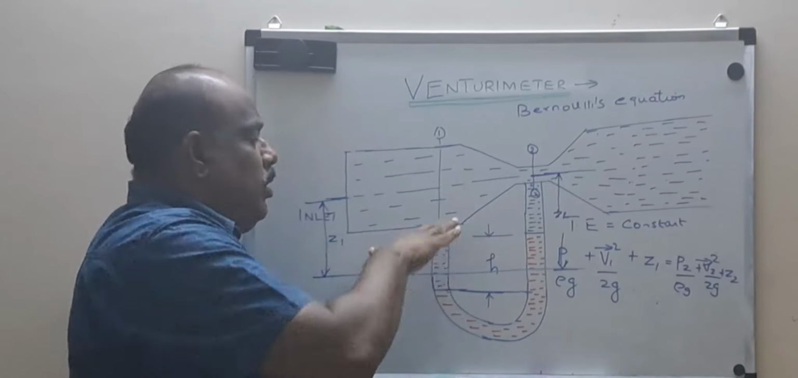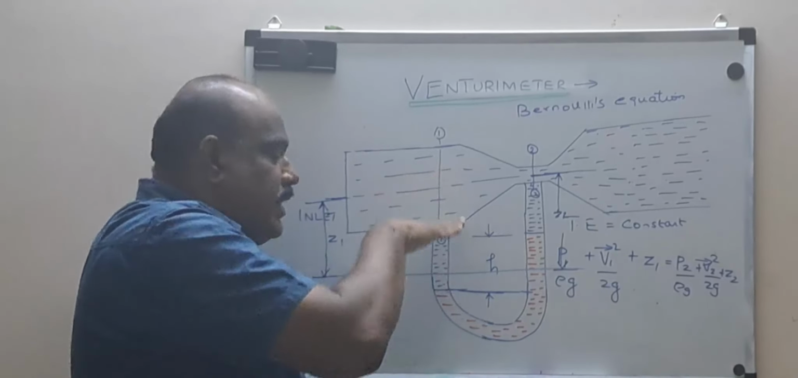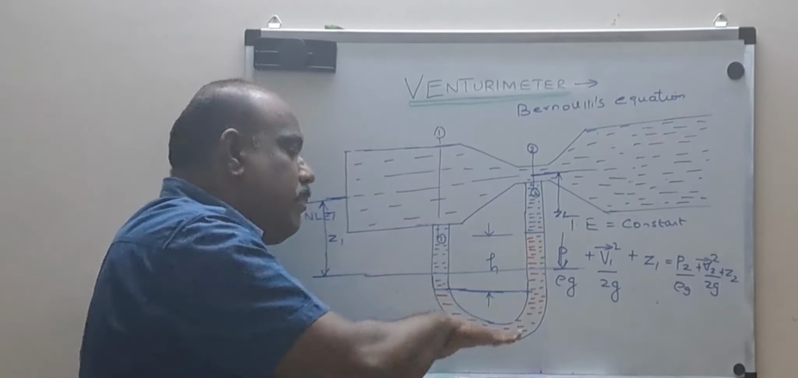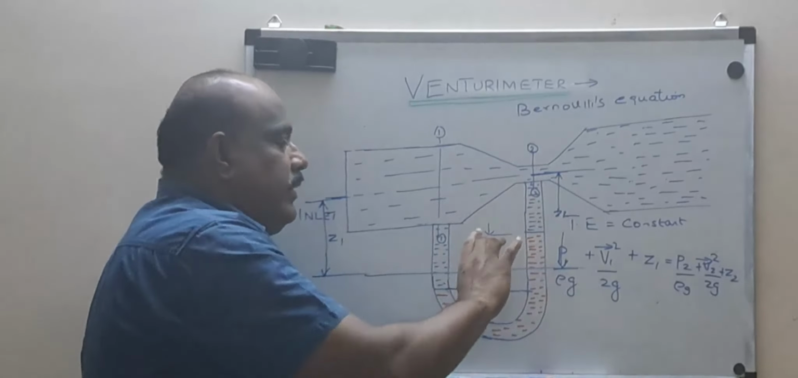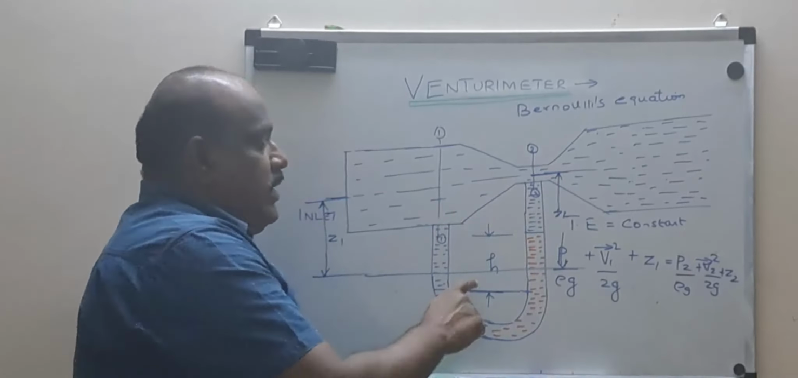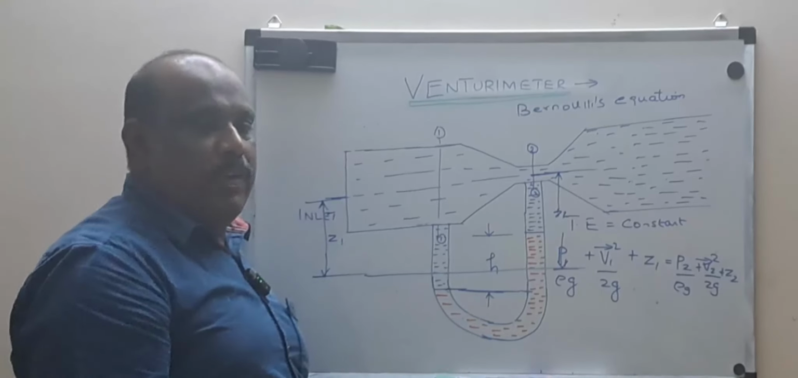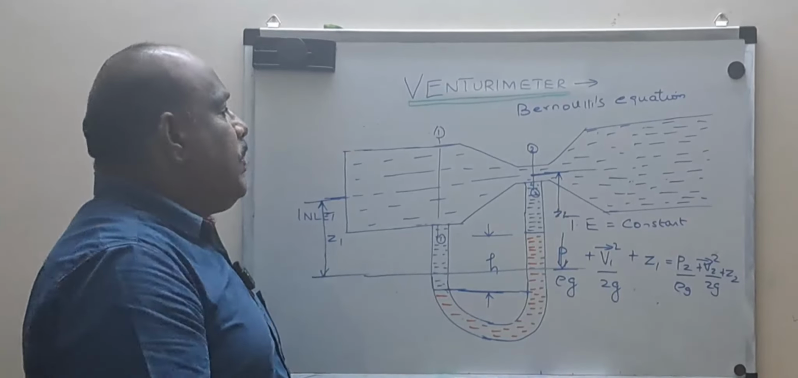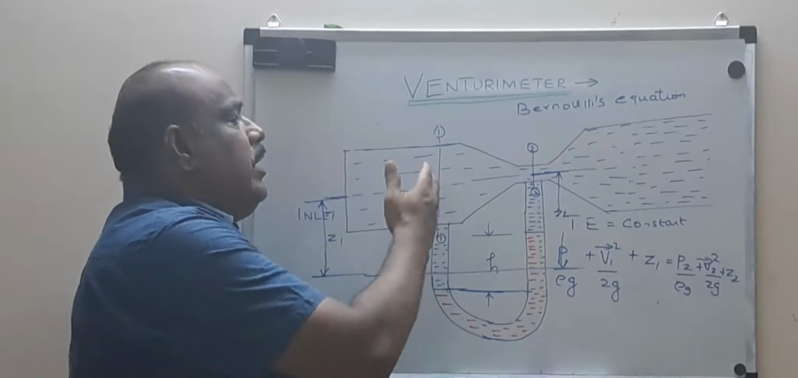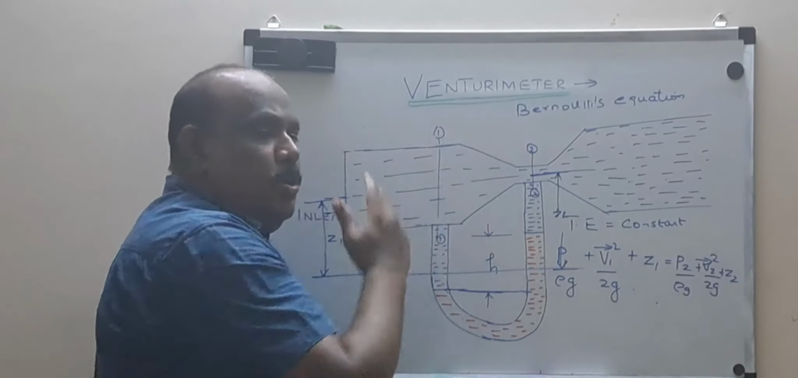As the student told, the pressure at 1 will be more, so it will exert more pressure on this fluid, so the mercury will come down and the other side goes up. The difference in the mercury level is given by H. So far we have seen up to here, and now I am applying Bernoulli's equation between sections 1 and 2.